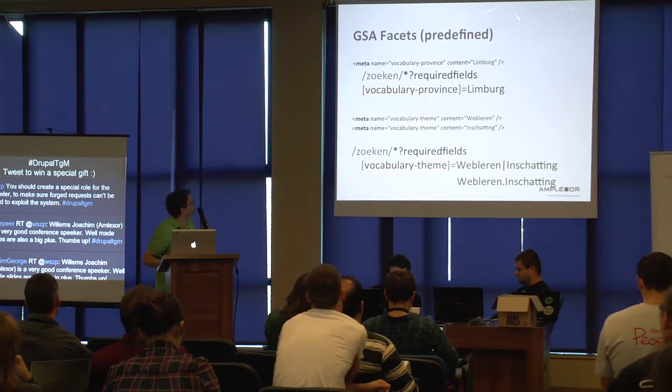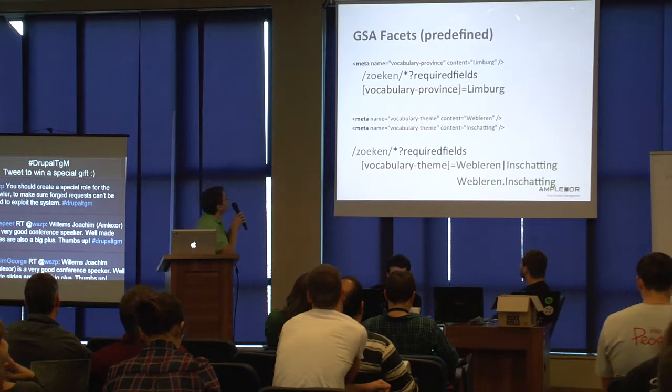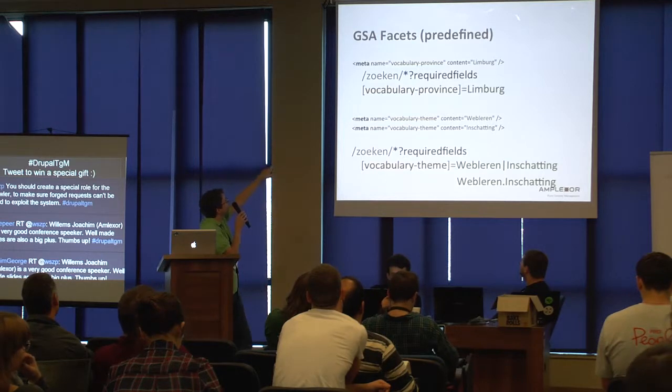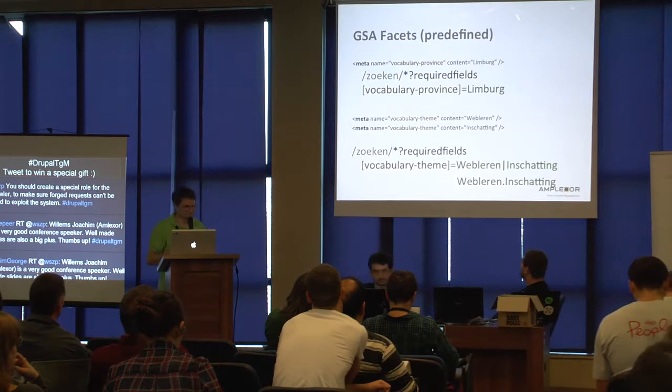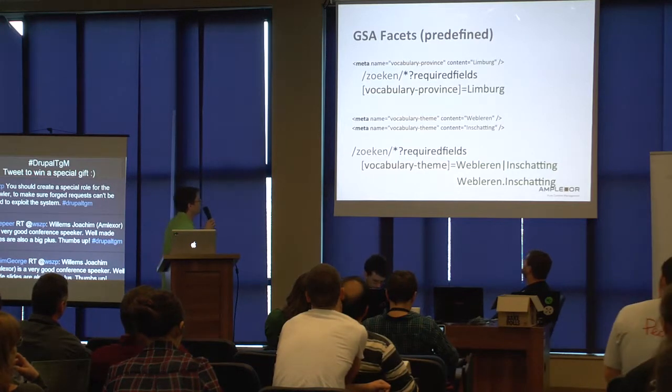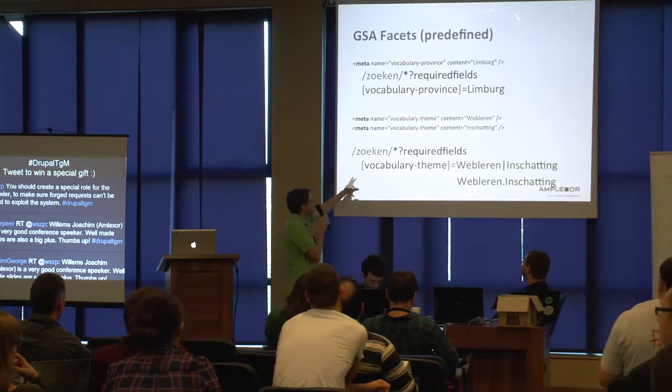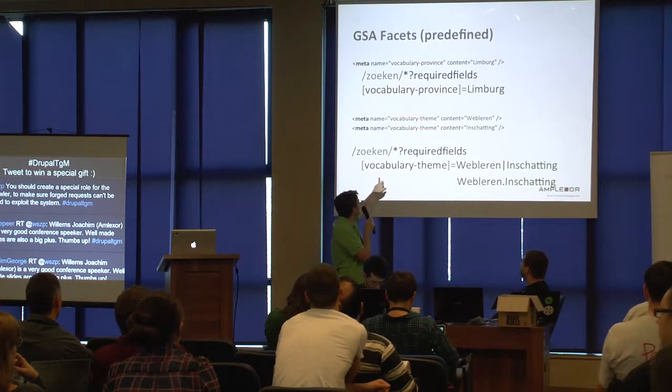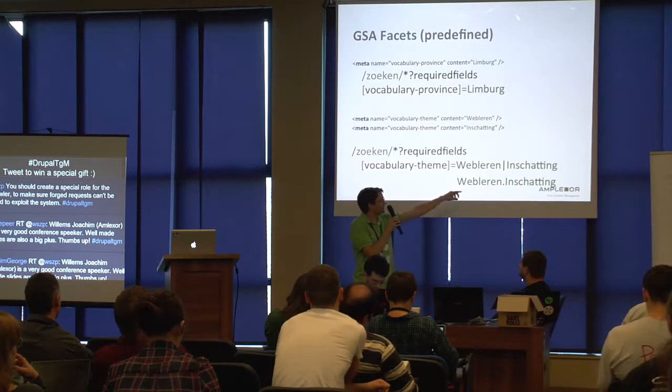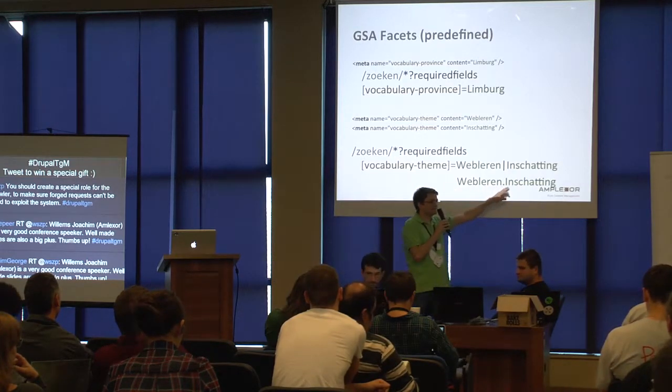So this is the URL that we are constructing. For instance, here we're looking for a vocabulary term, province, and then we'll get a response with all documents, or a number of documents, having that meta tag. In this case, we want all documents which have as value for that meta tag field webkleren or inschatting. In this case, webkleren and inschatting.